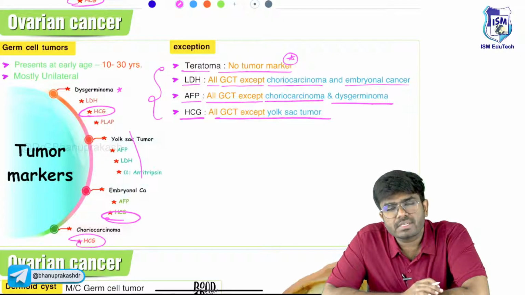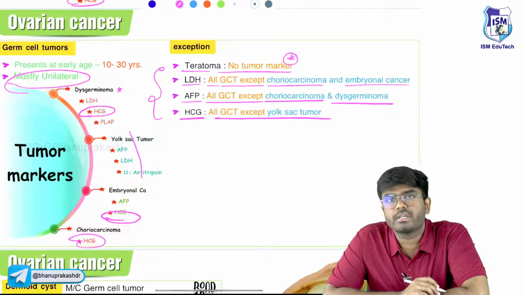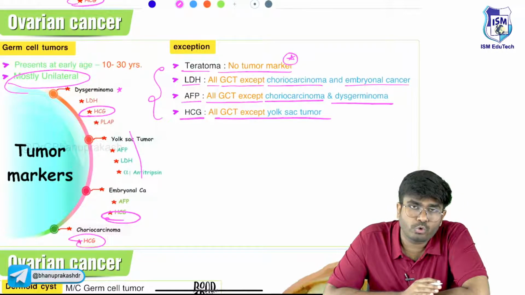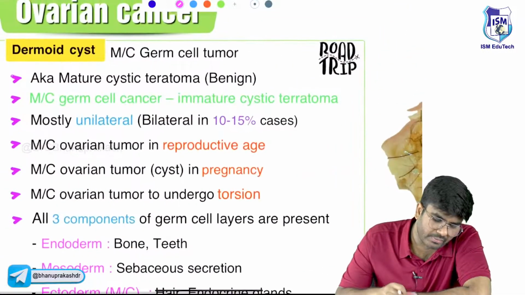Most of the time, these germ cell tumors are unilateral, and mostly seen in the early age group. Having said that, now let's begin our topic with the dermoid cyst.